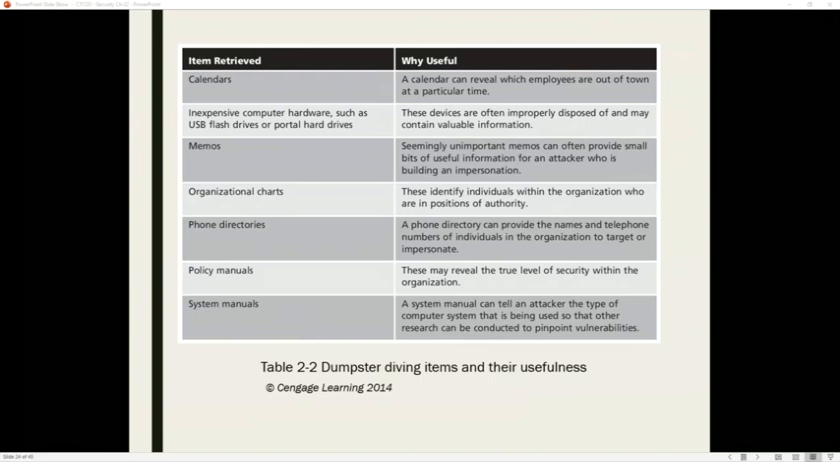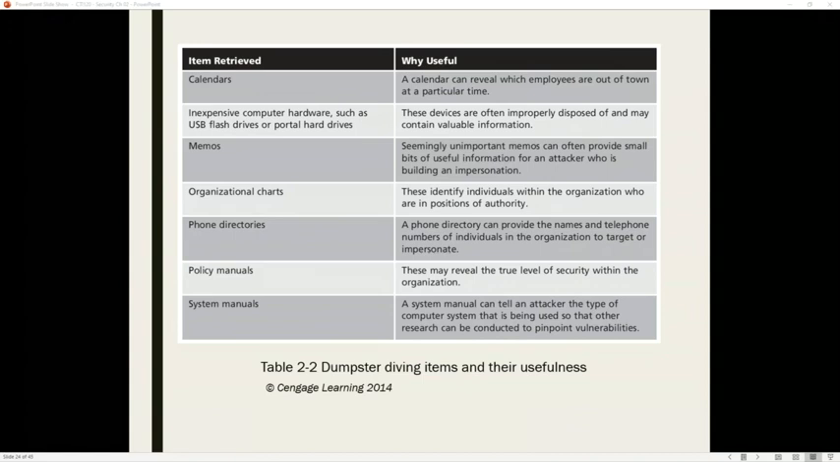Inexpensive computer hardware, stuff that people wouldn't necessarily go through the correct channels to sanitize or recycle correctly. So again, flash drives, portable hard drives. Memos, just small bits of information that help to give an idea of the kind of processes that go on inside of an organization. If somebody's building an impersonation, being aware of these kinds of internal directives can be corroborative, much more convincing. Organizational charts that identify who is in a position of authority, somebody who may have a certain level of seniority or ability to access things who normally wouldn't need to. People who can break what we call the principle of least privilege.